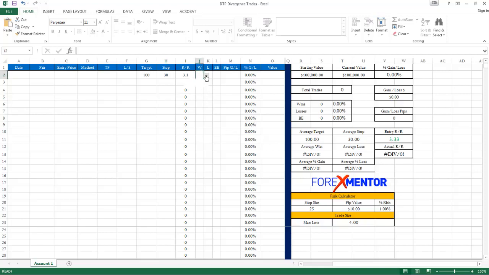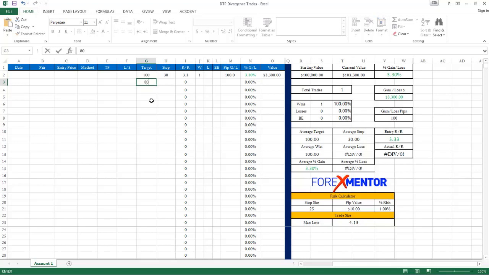So let's just say we had a win. You're going to put a little 1 in that box right there just for a win. And you're going to put the pip gain. We'll just say we hit the entire target here this time. And we were trading standard lots on that. So we'll put that at 3,300. Now you can see this changes the value on the account. It calculates the percentage gain or loss, tells you your total trades, and starts to give you your win percentage in here.